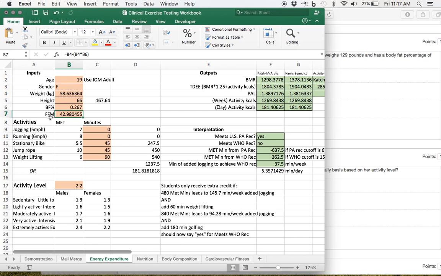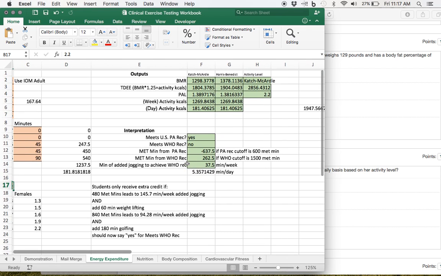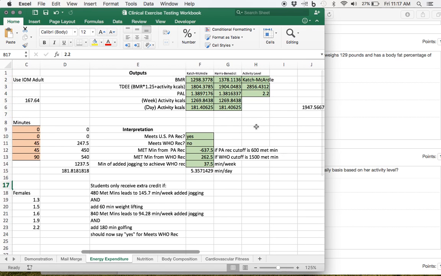From that information, it's our lean body mass, we can compute the Catch-McArdle formula, and we arrive at the conclusion that her BMR is about 1,300 calories per day. If we type in an activity factor of 2.2, which was provided to us, then we can simply multiply her BMR times her activity factor of 2.2.